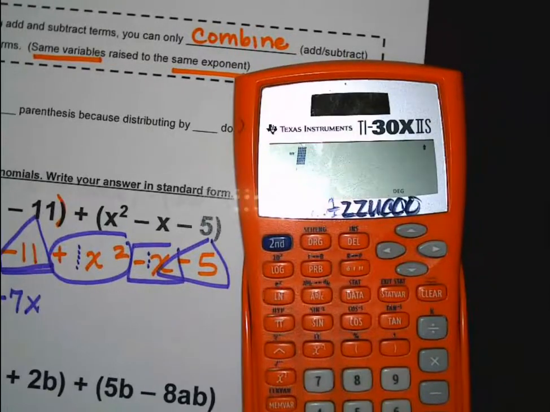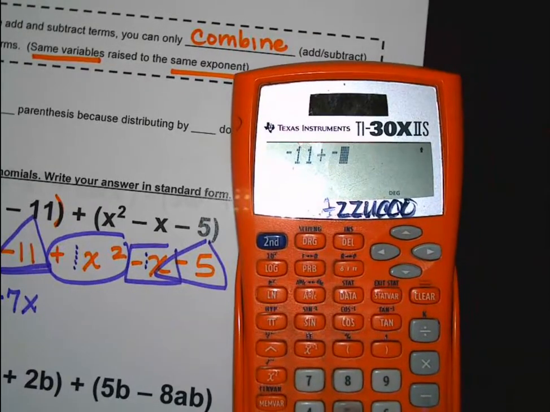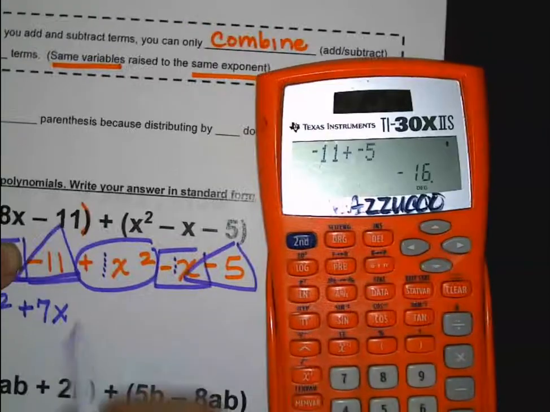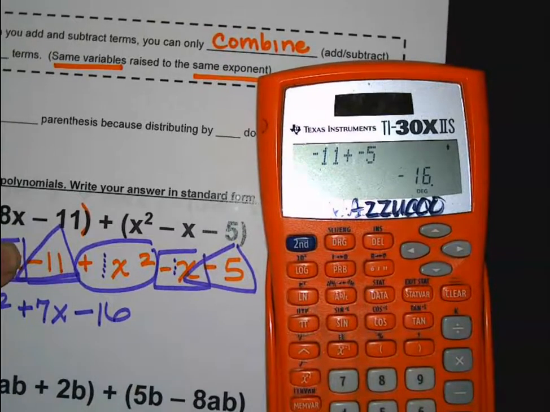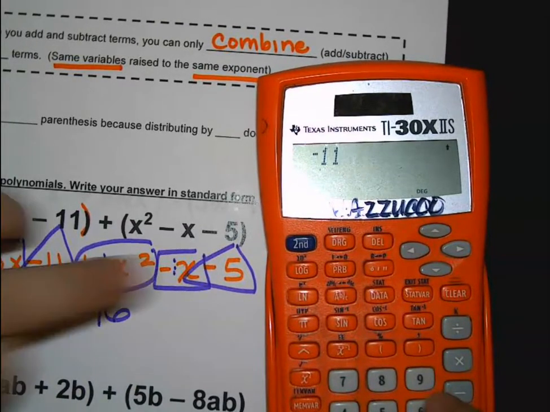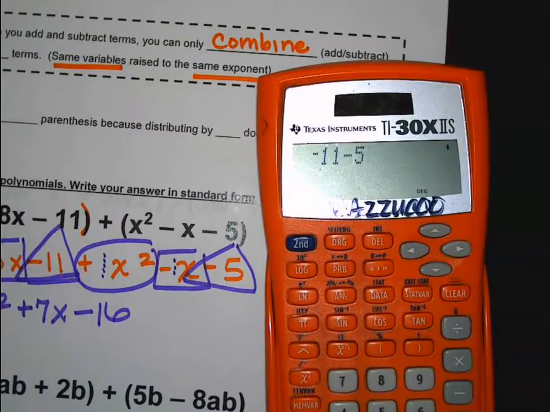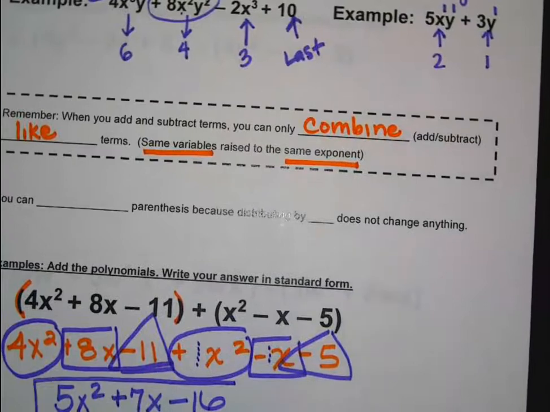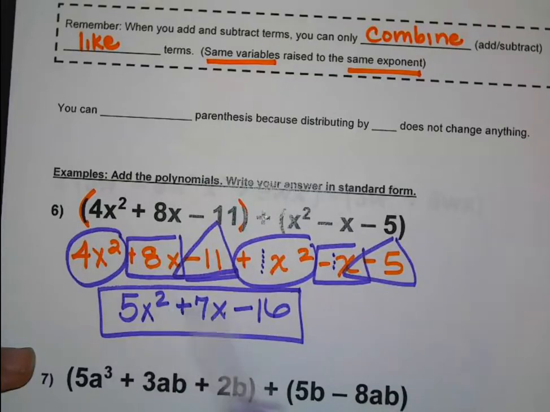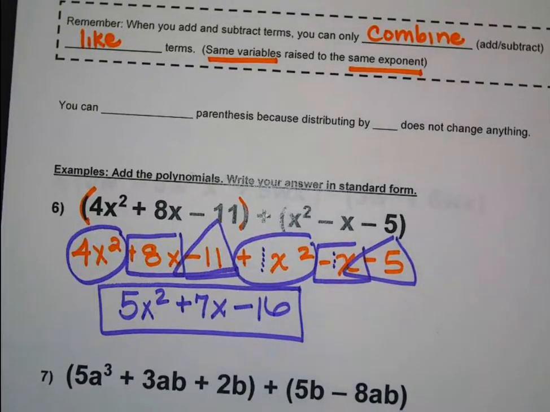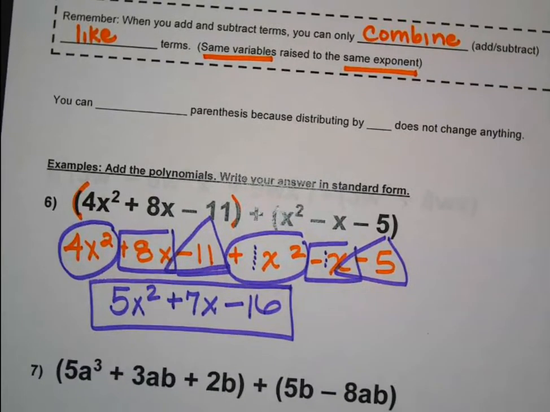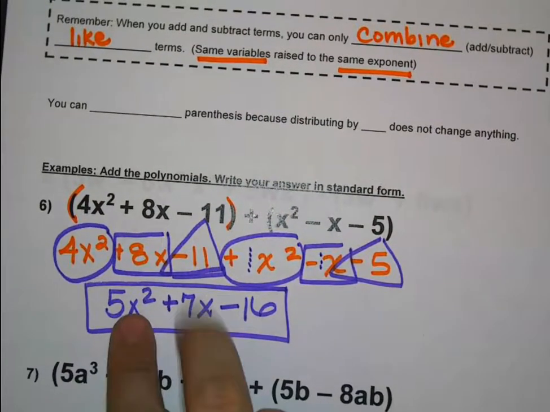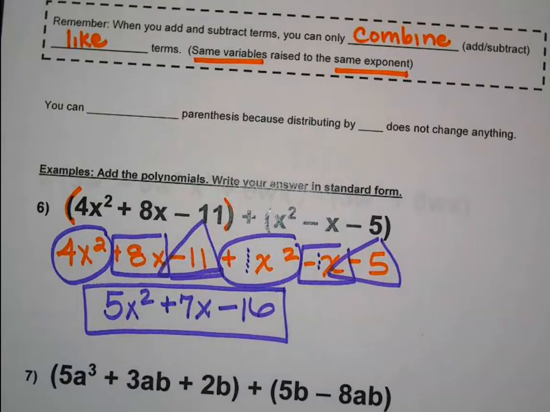And then we have a negative 11 and a negative 5. So a negative 11 plus a negative 5. That's how we would enter that. Or we can enter it as negative 11 minus 5. Okay, and then that is our answer. We can't go any further because this has a 2 as an exponent and this doesn't. We can't combine those. We learned about why that is, so please meet with me if you still don't understand why we can't combine 2 terms that are not like terms.